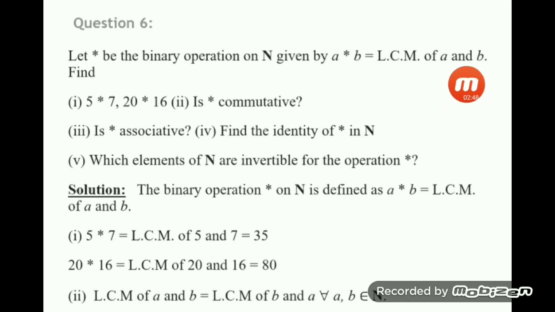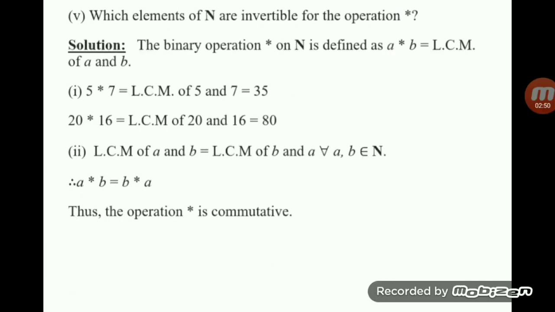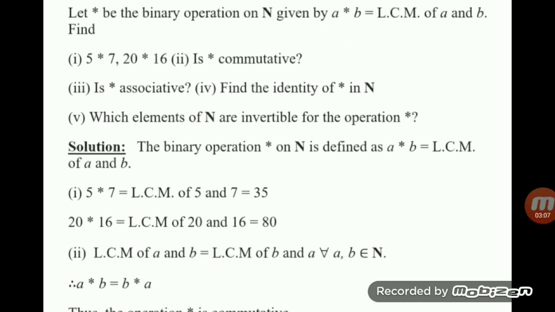And we know LCM of a and b and LCM of b and a are the same. So the result is what? Commutative. So I have written here LCM of a and b is equal to LCM of b and a. This is true for all a, b belonging to the set of natural numbers. So we can write a star b is equal to b star a. The star is commutative.